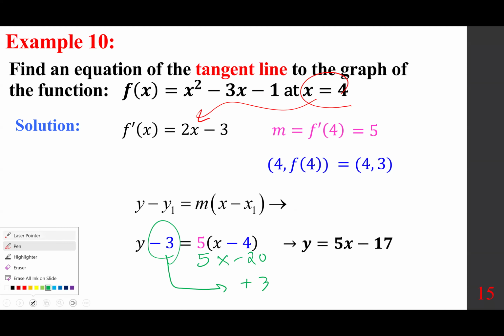And y becomes 5x minus 17 when we put it in slope intercept format.